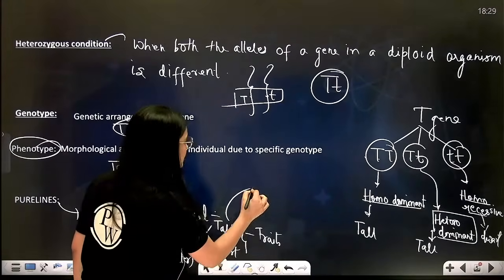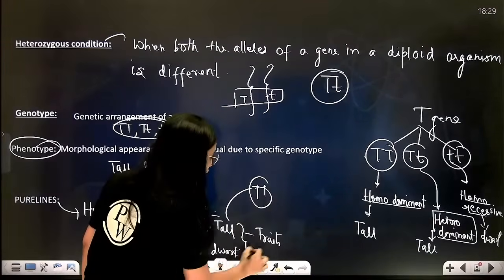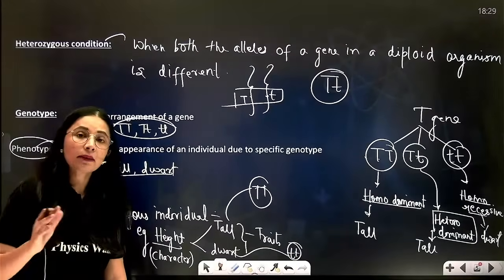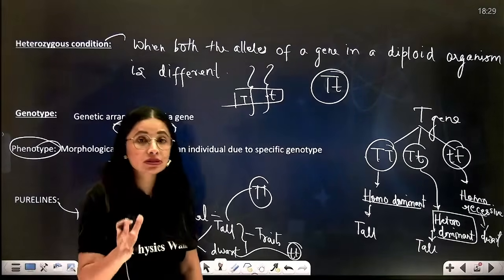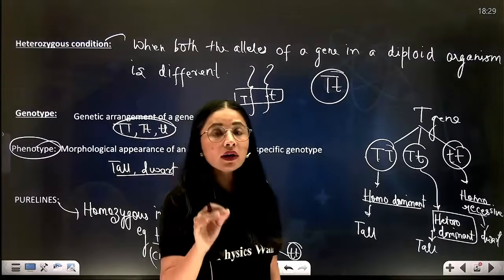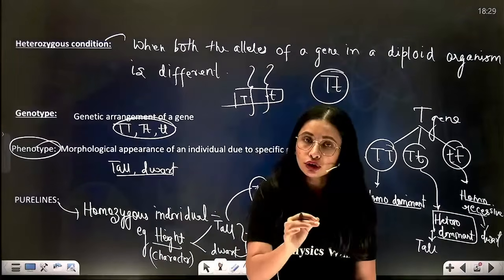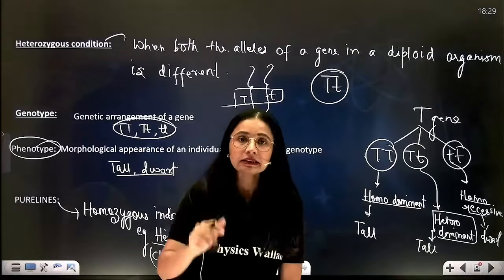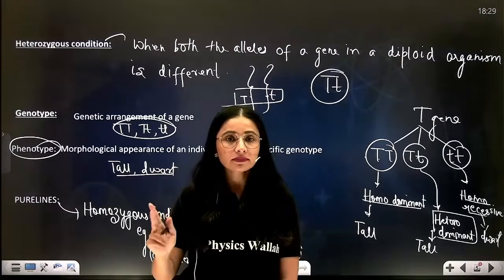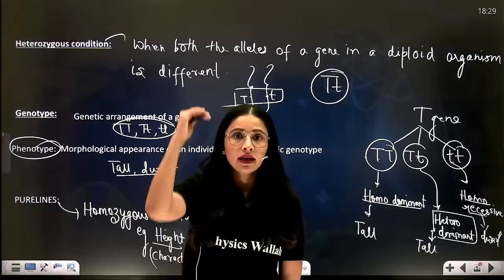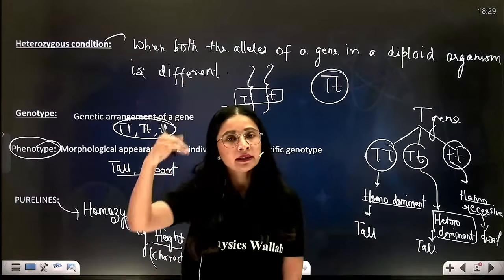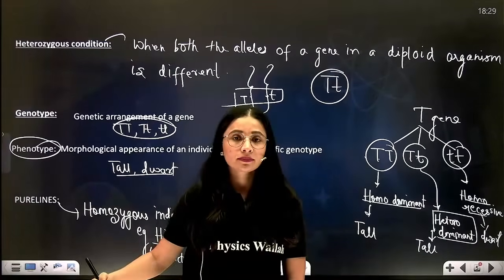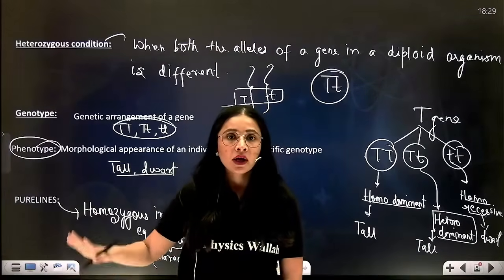So tallness is due to this condition, and dwarfness is due to this genotype. So what are pure lines? Pure lines are homozygous organisms for a specific gene, both dominant and recessive. For each character, there will be two pure lines, like the height of an individual. One pure line is dominant, another pure line is recessive: tallness, dwarfism. Understanding everyone?